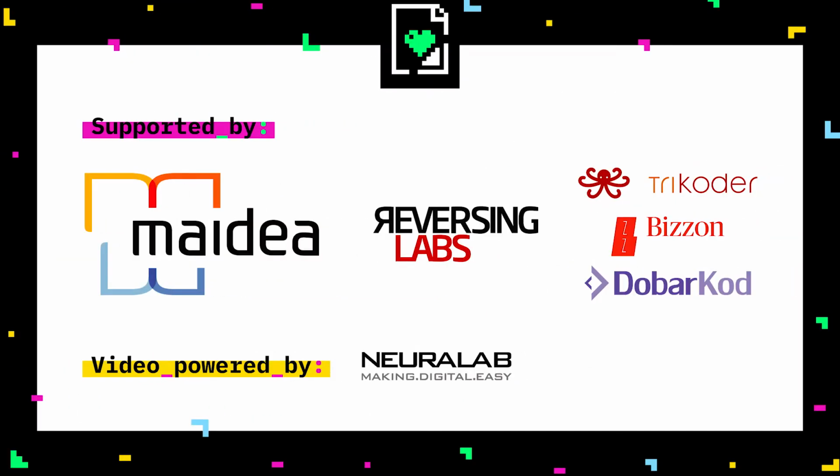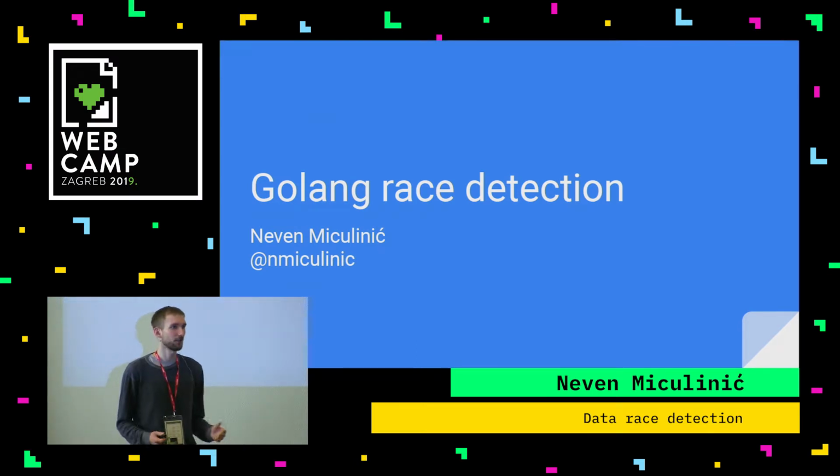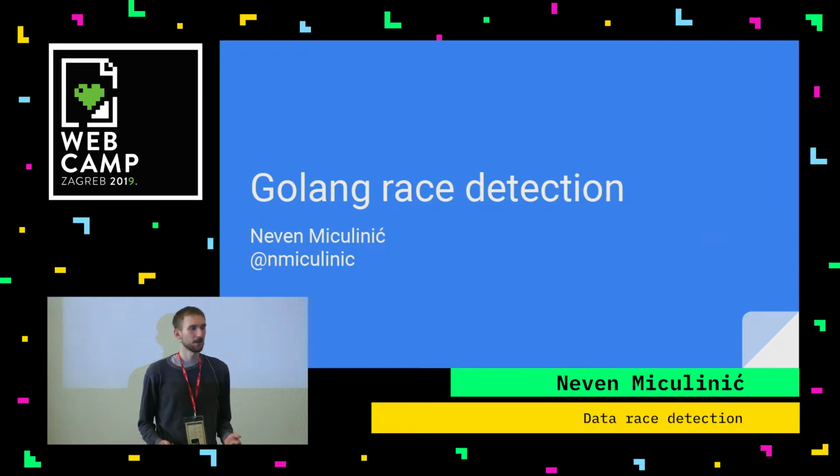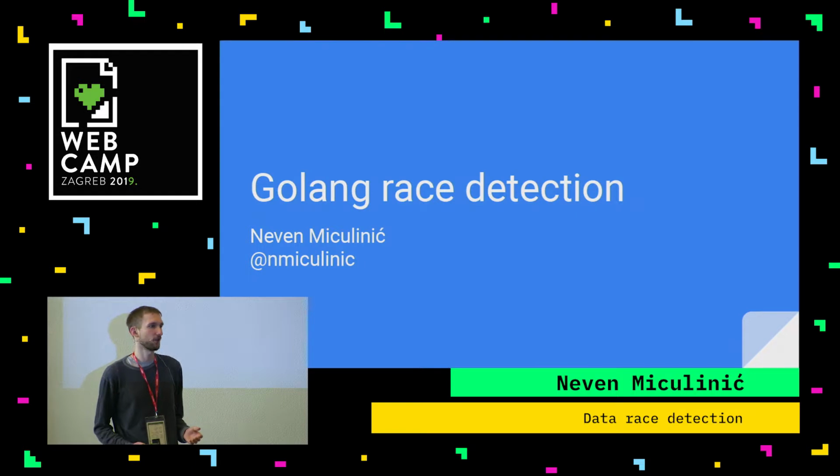Hi, I'm Neven Miculinic. So briefly about me. I started programming when I was 12, first with some algorithm competitions in Logo and Pascal. Later on, I did various projects. My first experience in real, complex systems was during university when I was a Facebook intern.